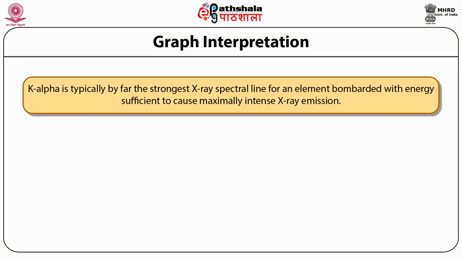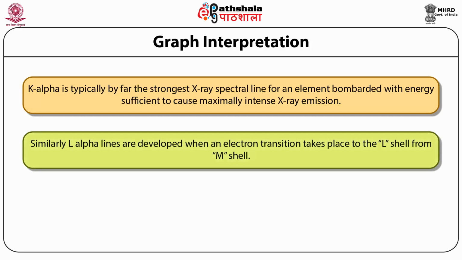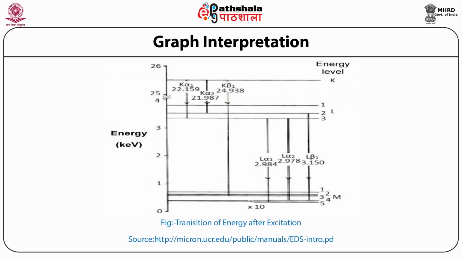For an element bombarded with energy sufficient to cause it, this gives maximally intense X-ray emission. Similarly, L alpha lines are developed when an electron transition takes place to the L shell from the M shell. In this graph, you can easily see that excitation of electrons takes place, as a result of which the electron moves to a higher excited state, and then after losing energy, it returns back to its original state. The energies are represented by the values of K alpha and L alpha. Every element has fixed values of K alpha and L alpha.